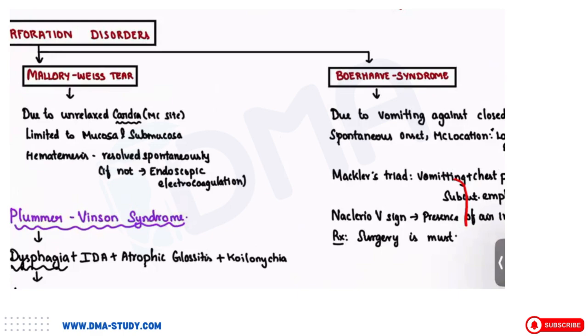The patient may have hematemesis with streaks of blood. The patient may have vomiting, and consider this is a vomitus, and you may have streaks of blood in the vomitus. That is the so-called Mallory-Weiss tear.